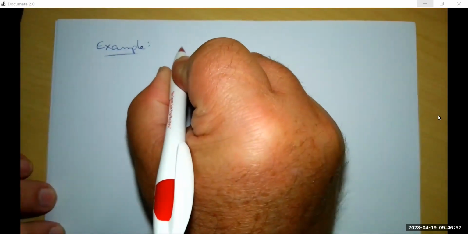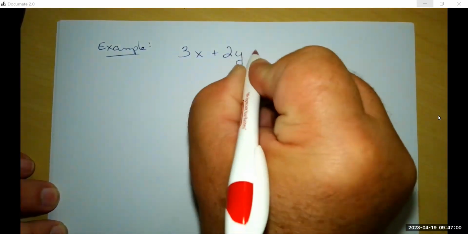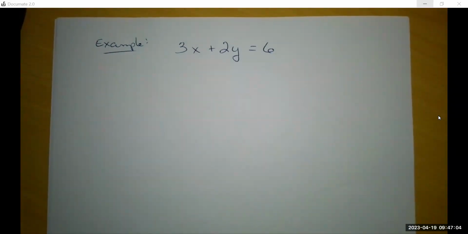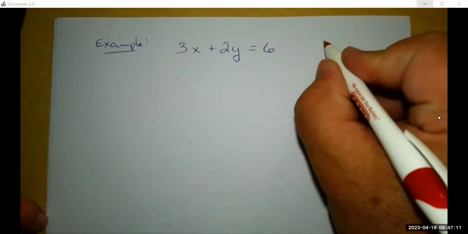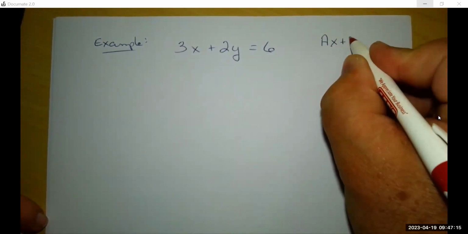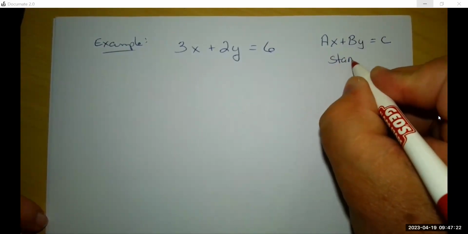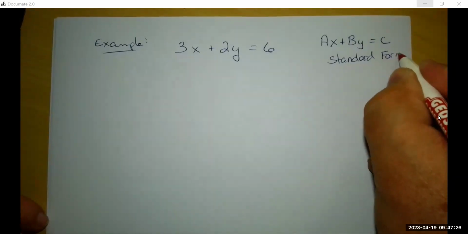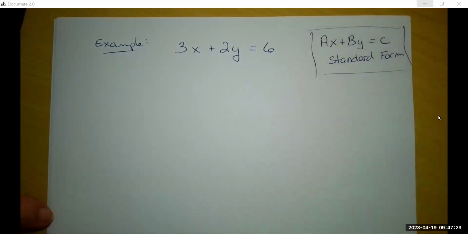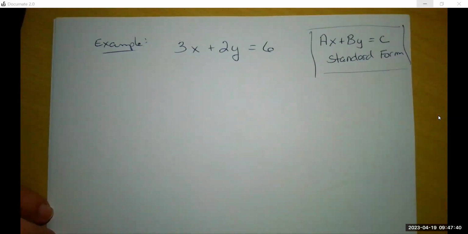Let's look at an example. Three x plus 2y equals 6. Whenever you have an equation that looks like this, where the x and y are on the same side and it equals some number, that's called the standard form. You may be asked to put your final answer in standard form once you find A and B, so you have to know what it looks like. X and y are on the same side.